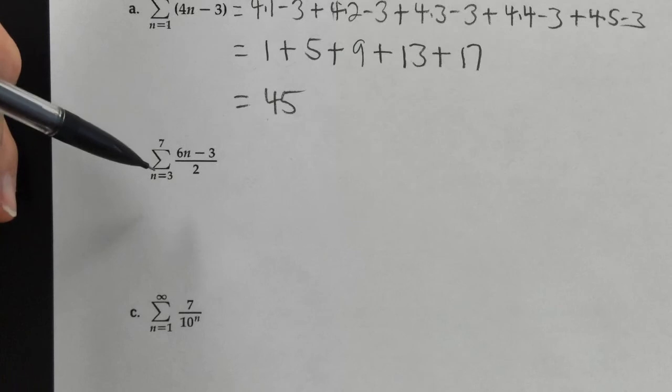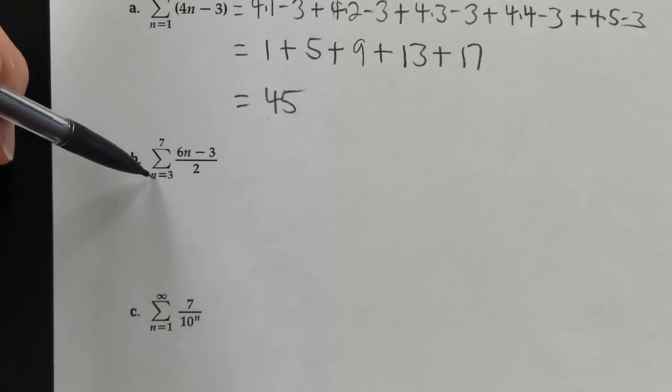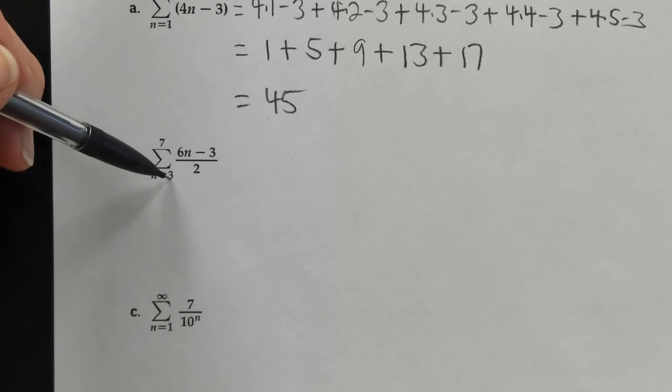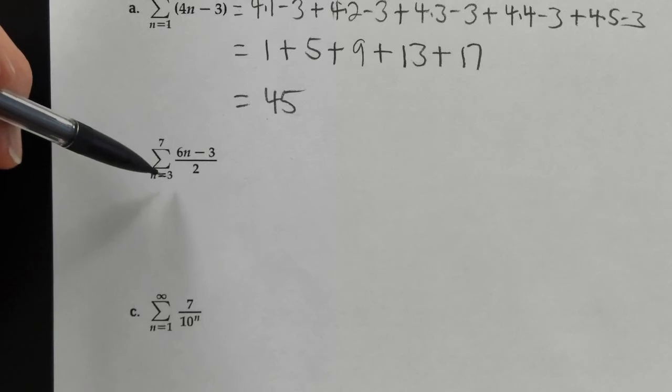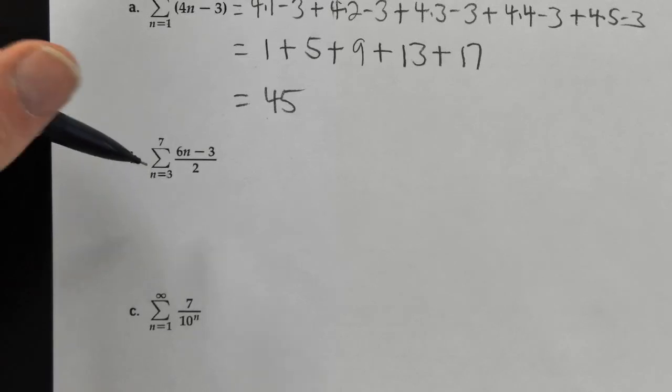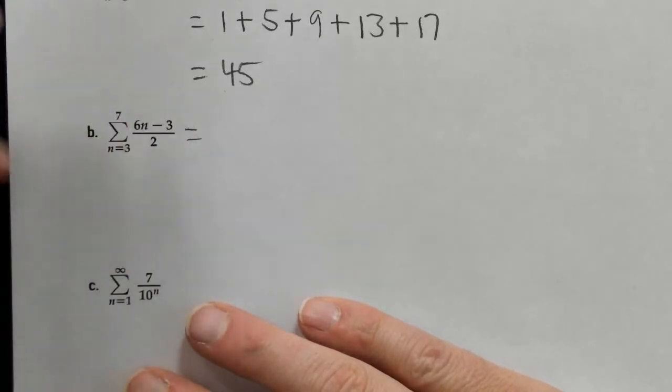All right. Take a look at this next one, though. Notice that the terms that I'm adding up, the sum that I'm getting, does not start with the first term. So you don't always have to start with the first term. I want to add up terms 3, 4, 5, 6, and 7. All right, so by hand it would look like this.